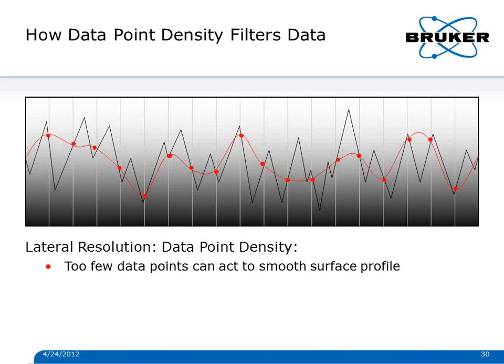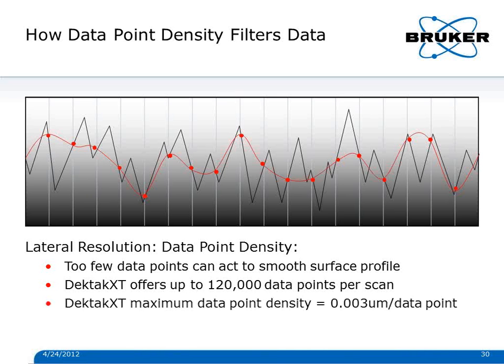So having too few data points can actually act as a filter of your measurements. In the case of the Dektak XT from Bruker in our example here today, it offers up to 120,000 data points per scan. So it gives you excellent data point density for multiple applications. And again, the maximum data point density on the Dektak XT is 0.003 microns per data point.